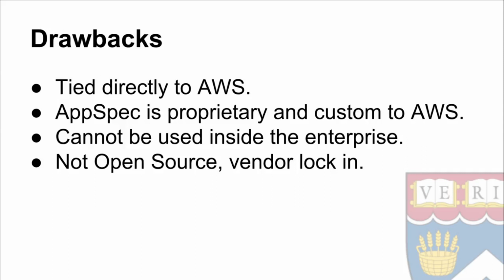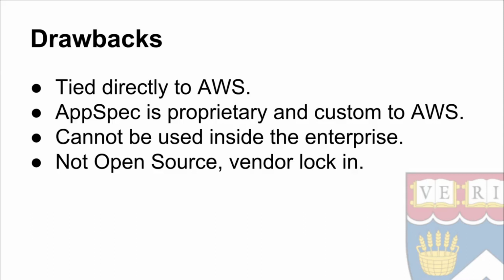What are some of the drawbacks? Well, one, it's a deployment system that's tied directly to AWS. The application specification, called AppSpec by Amazon, is proprietary and very custom to AWS, which means it's not very compatible with other kinds of automation like Puppet and Chef, and you cannot use it inside your enterprise. You can only use it inside of Amazon's cloud infrastructure, so there's no taking it to Microsoft Azure or Google Cloud or any of that kind of stuff.